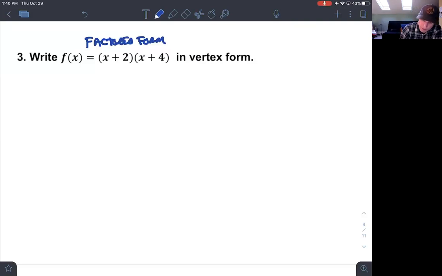Vertex form is where you have f of x is equal to a times x minus h squared plus k. This is all the work that we did with the Desmos activity, where you slid the parabolas around, figured out how they moved up or down, all that kind of stuff. All right, so that's our goal.